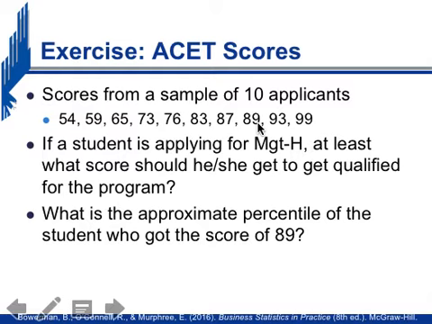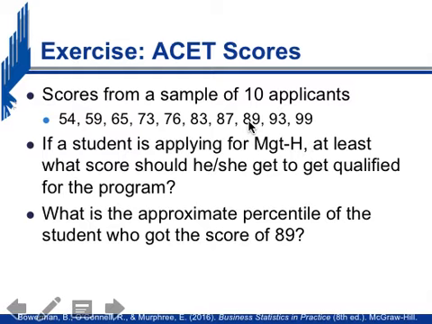So you can say that 89 seems to be the 70th percentile. Now, if you look at the numbers bigger than 89, there are 2. That's 93 and 99. So you can interpret 89 as the 80th percentile because 2 out of 10 are bigger than 89. Between the 70th percentile and the 80th percentile, we will pick the one at the center, which is 75. So 89 is approximately the 75th percentile of the dataset.